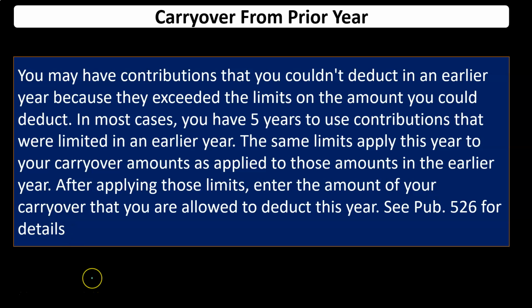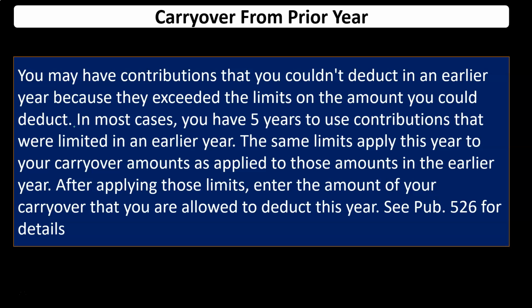Carryover from prior years. You may have contributions that you couldn't deduct in an earlier year because they exceeded the limits on the amount you could deduct. So in this case, we saw earlier that there could be limits or caps. It would have been deductible, but there was an AGI limitation. Well, do I just lose the deduction altogether, or can I carry it forward? It might be the case that you could carry it forward.